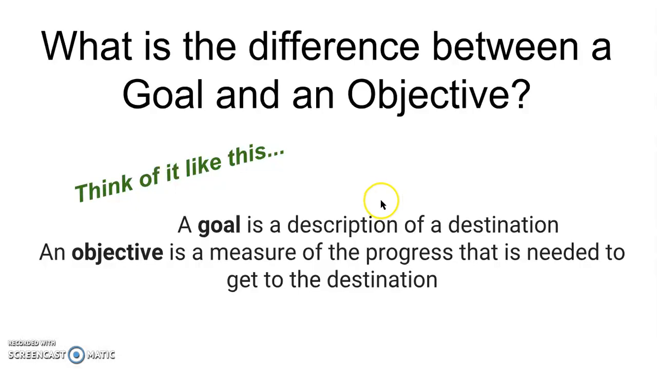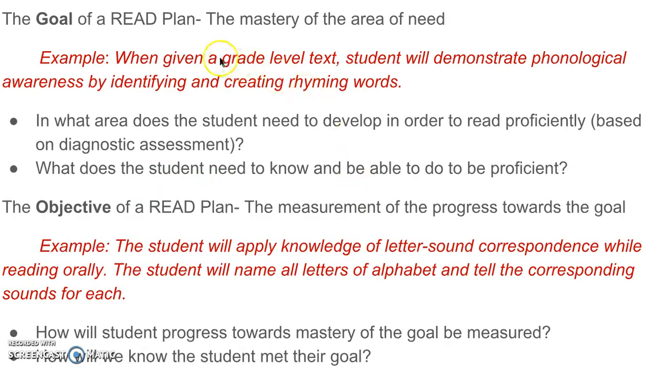A goal is a description of a destination, and we know the destination for READ plans is proficiency. The objective is the measure of the progress that's needed to get to the destination. So a goal for a READ plan would be the mastery of the area of need. An example would be: when given a grade level text, student will demonstrate phonological awareness by identifying and creating rhyming words. So that's the goal in order to help the student get proficient.